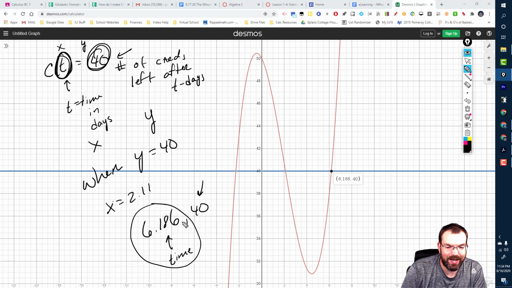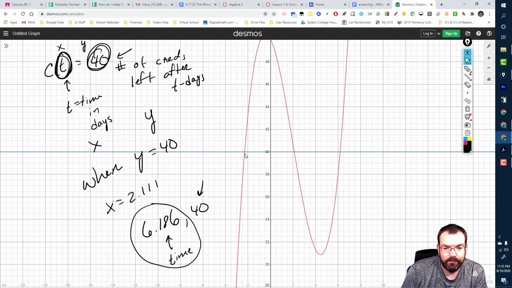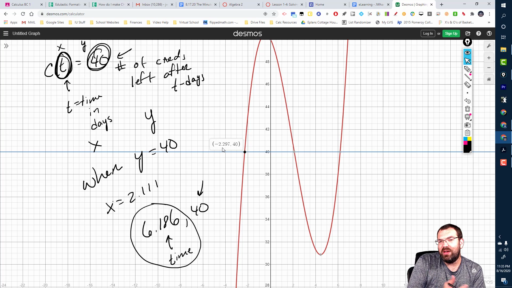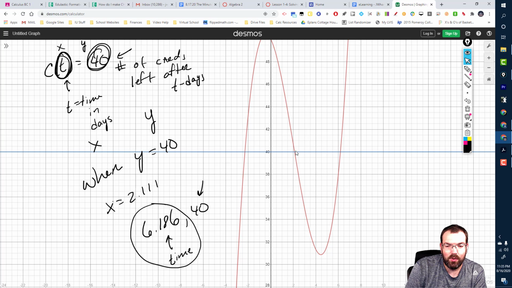So after 6.186 days, he will have 40 cards. And then 2.111. That's another time that he will have 40 cards. Now you might be thinking, well, there's actually a third one, and that's over here. But it's negative 2.297. I can never have negative time, so this one here just doesn't matter. We don't use that one. We will use this one and this one. Okay? So that's your answer for part B there.